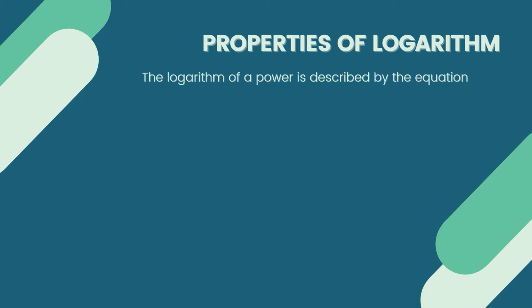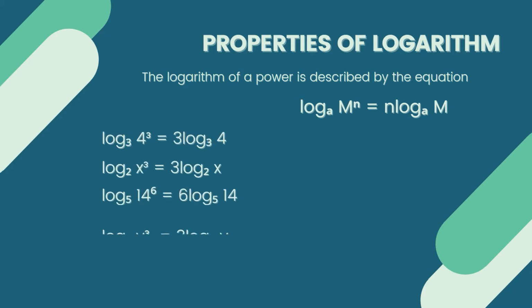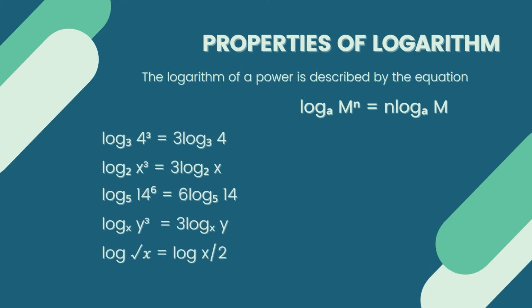The logarithm of a power is described by the equation log base a of m to the power of n equals n logarithm base a of m. For example, logarithm base 3 of 4 to the power of 3 equals 3 logarithm base 3 of 4. Logarithm base 2 of x to the power of 3 equals 3 logarithm base 2 of x.